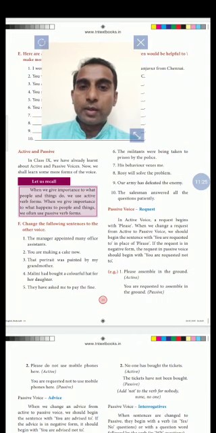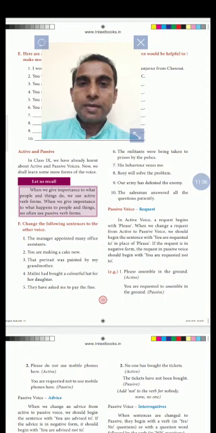And the seventh one. His behavior vexes me. You have to change this into passive voice. I am vexed by his behavior. It's the seventh one. Now we move on to the eighth one. Rosie will solve the problem. Now you have to change this into passive voice. The problem will be solved by Rosie.